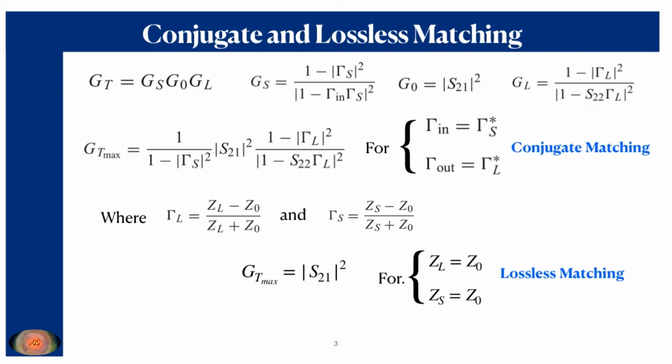Therefore, by achieving this conjugate matching and lossless matching simultaneously, you can achieve the transducer gain of the amplifier in terms of the S parameters only, where by minimizing the loss you are maximizing the transducer gain of the amplifier.